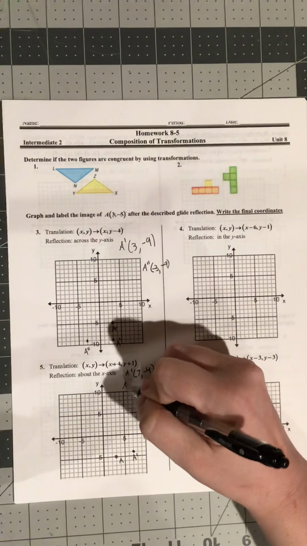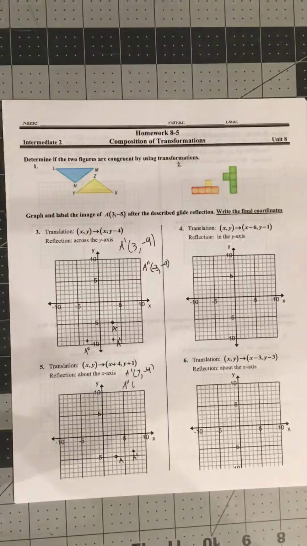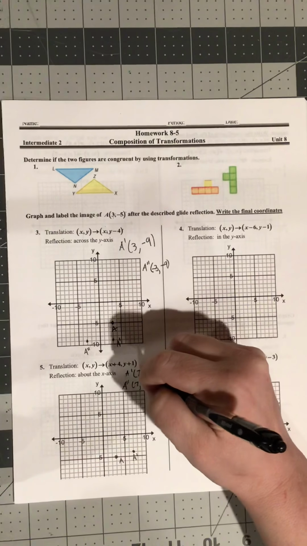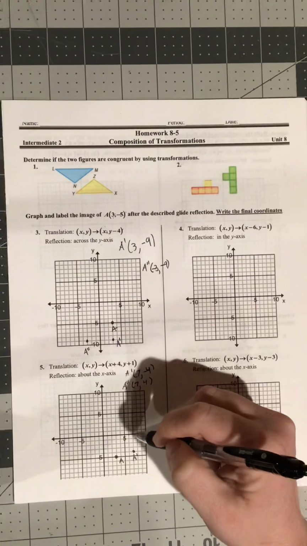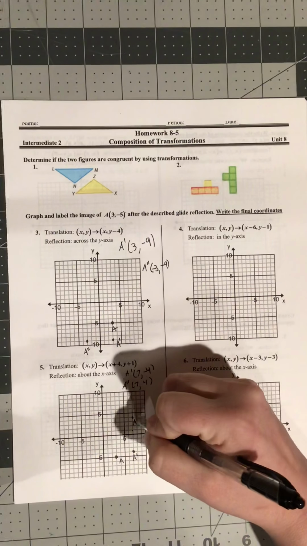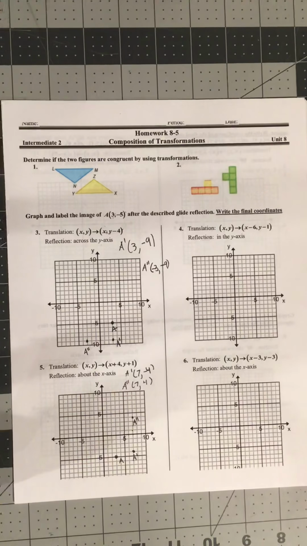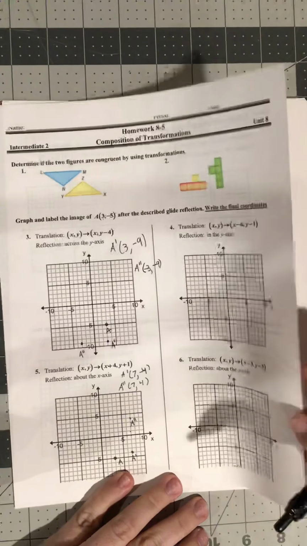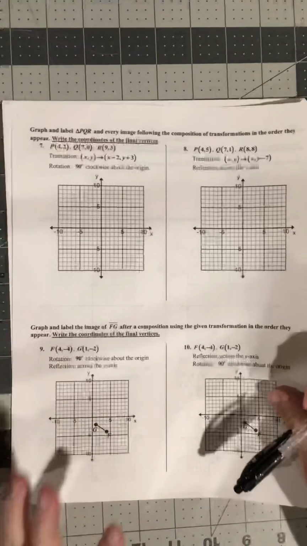Now we need our A double prime. And we're reflecting about the x-axis, which means the x's stay the same and the y's change. So now we go over to 7 and up 1, 2, 3, 4. And there's our A double prime. So we're just compiling, combining what we just learned in those few worksheets into multiple things. So they have to do multiple steps with them. Like this guy right here.